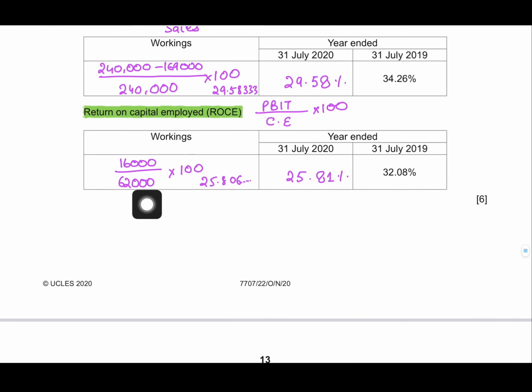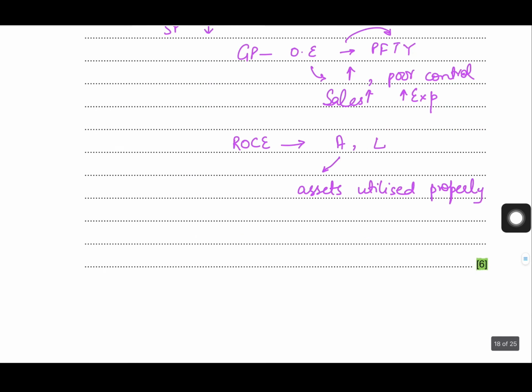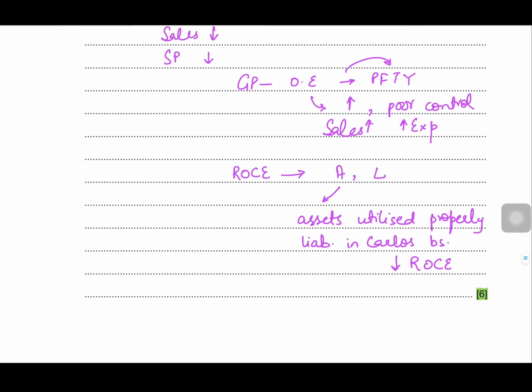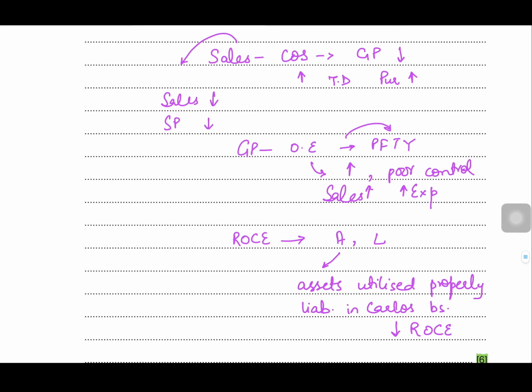If the denominator is more than the numerator, the ratio will fall. Or you can also say that there are more liabilities in Carlos' business which are not being paid off, due to which the capital employed might have increased, which has led to a fall in return on capital employed. So overall, he is not utilizing his resources effectively and efficiently. Right, now let's see how we can write all of this in the answer space given to us.